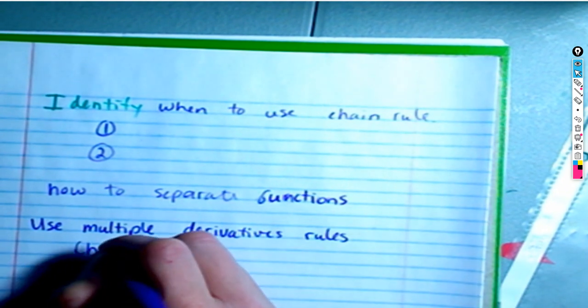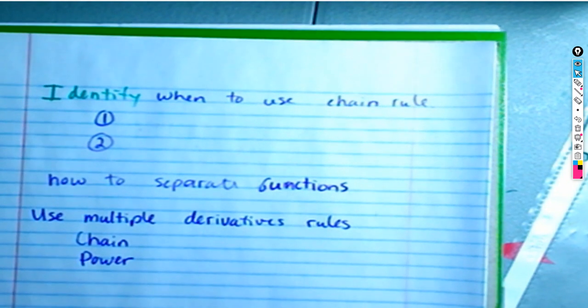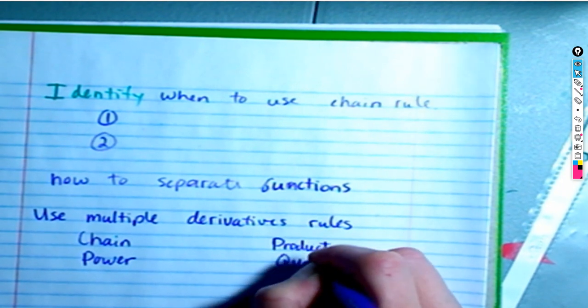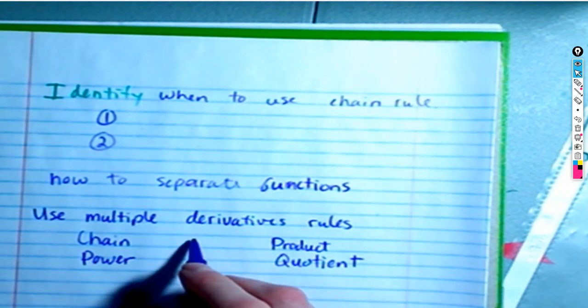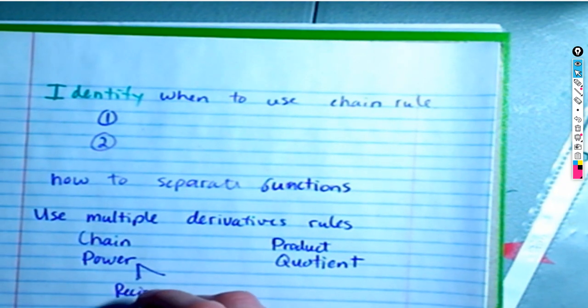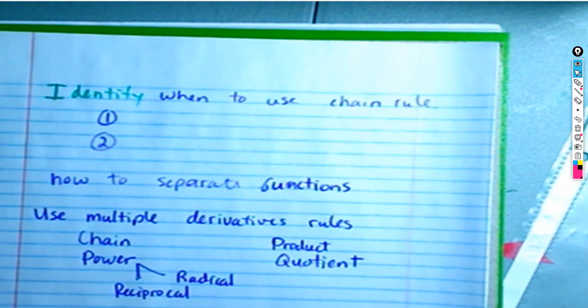Okay, so I like to put chain and power together. Those are two of our basic rules. And then we have product and quotient. And somewhere here in the middle, which aren't so basic, but they're related to power, is reciprocal, and radicals. Okay, good luck. Make sure you focus on being able to explain what you are doing when you find the derivatives.